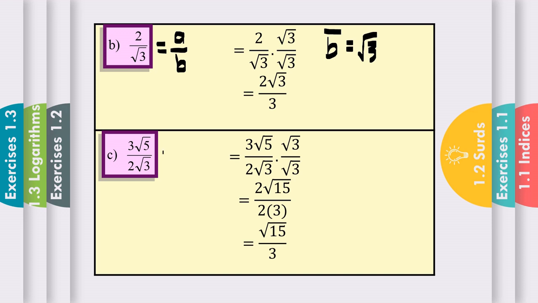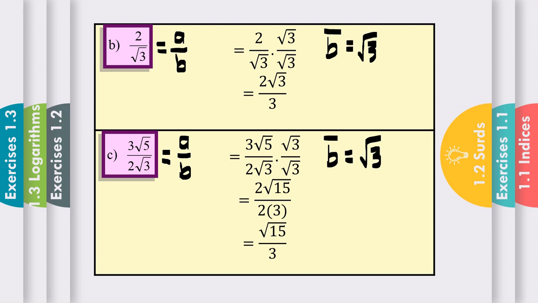c. 3 square root 5 over 2 square root 3. Still we can say it is in terms of a over b, where the conjugate of b here is square root of 3.